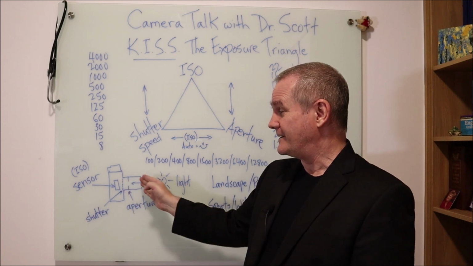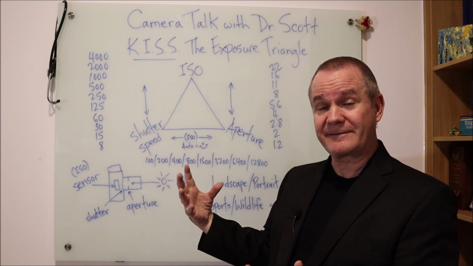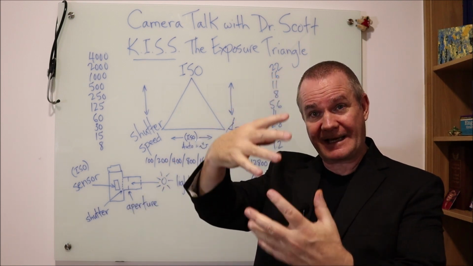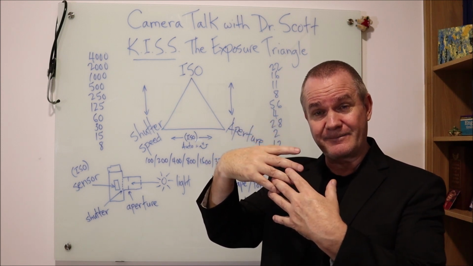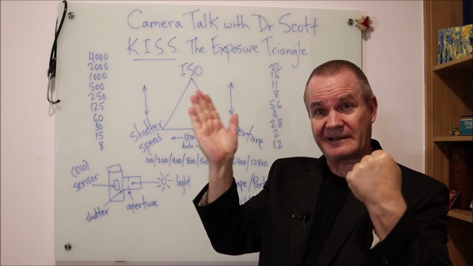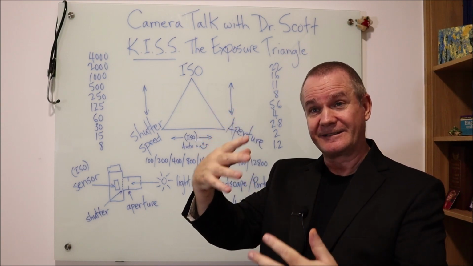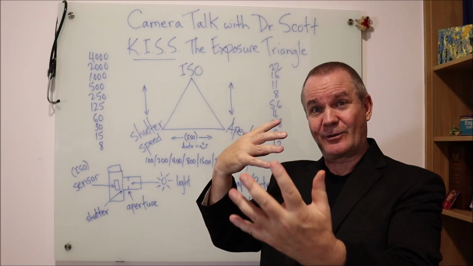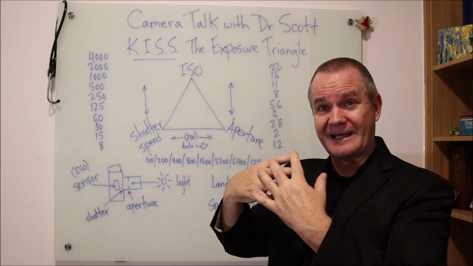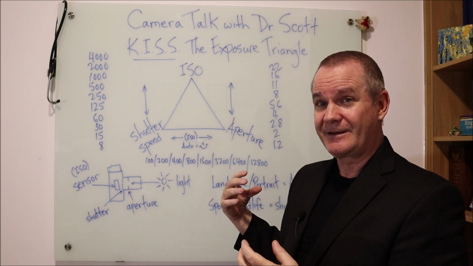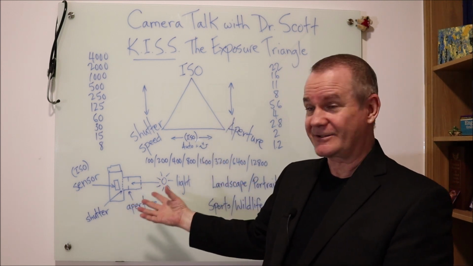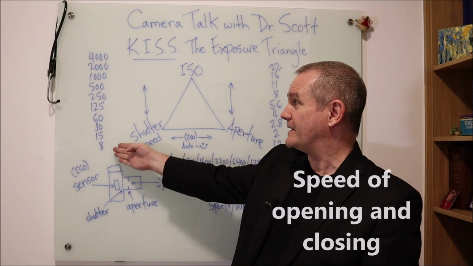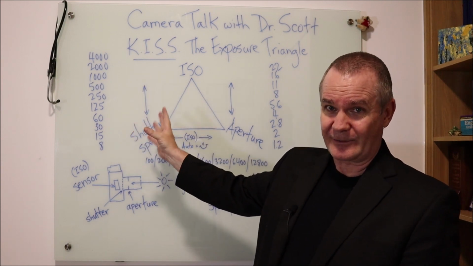Before that light can be taken as a photograph by the sensor, there's a shutter which opens and closes to allow that light to actually strike the sensor. Of course, it's not strike like bang, but strike as in the photons from the light source are actually being picked up by the sensor. So the shutter is a certain speed.